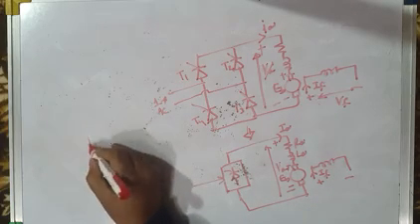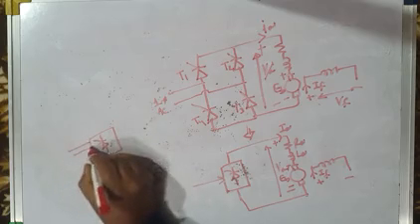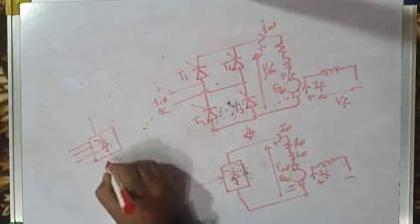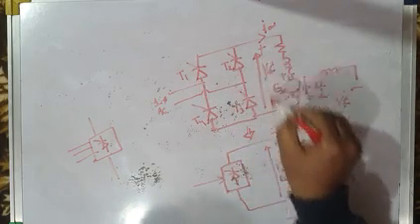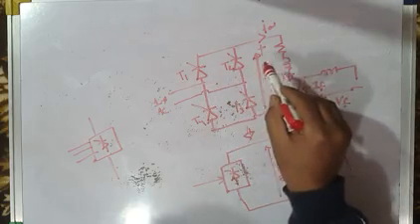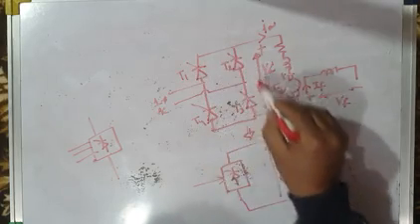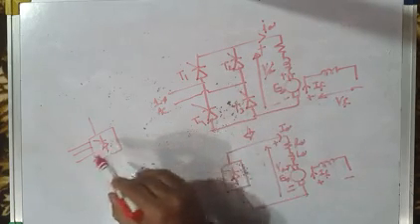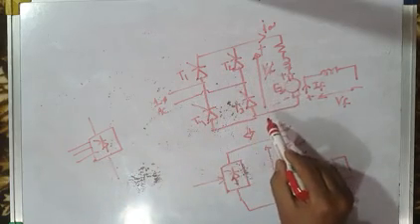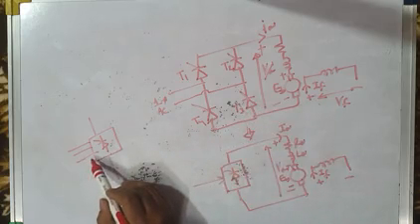A 3-phase full converter is symbolically shown like this. Instead of one line, we show 3 lines, that's all. And how many thyristors will be there? In a 3-phase full converter, we don't have 2 legs, we have 3 legs. So we have 1, 2, 3, 4, 5, 6 thyristors. In a single phase full converter, it's a bridge converter, we have 4 thyristors. But in a 3-phase full converter, we have 6 thyristors.